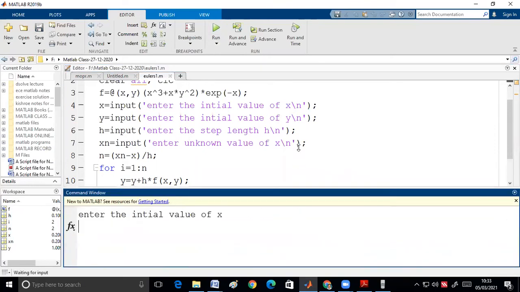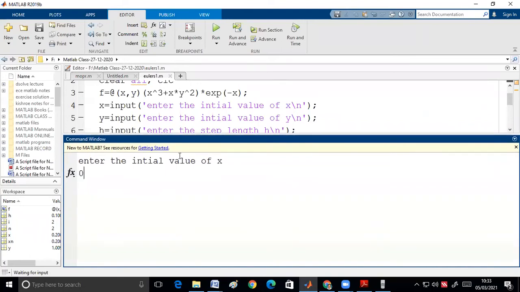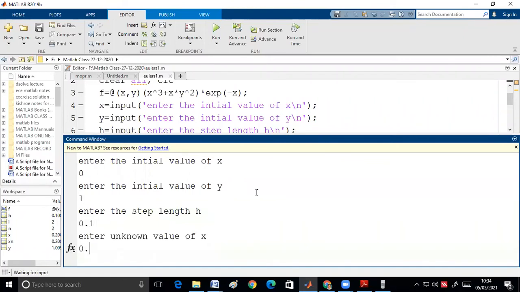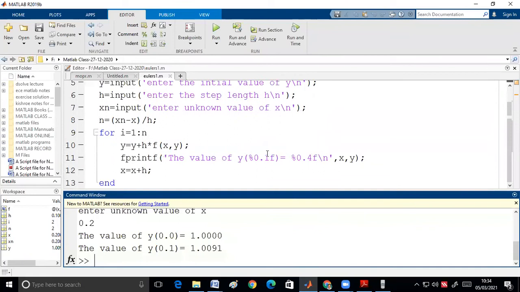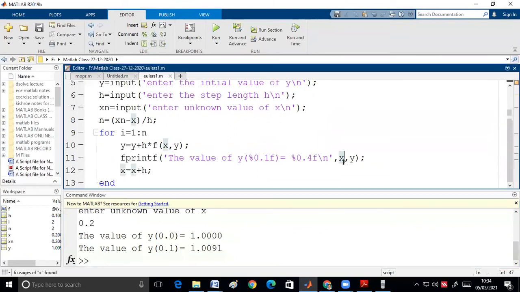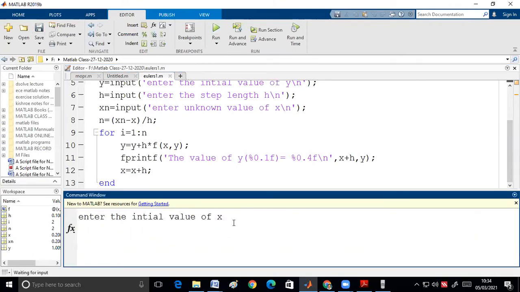Just rewriting the terms. So the x value is 0, the y value is 1, and the step length is 0.1. And the last unknown value is 0.2. Now directly you will get y of 0. Wait, sorry, write one more. This is not x, this is x naught plus h. That's why typing is 0, actually 0.1, not 0.0.